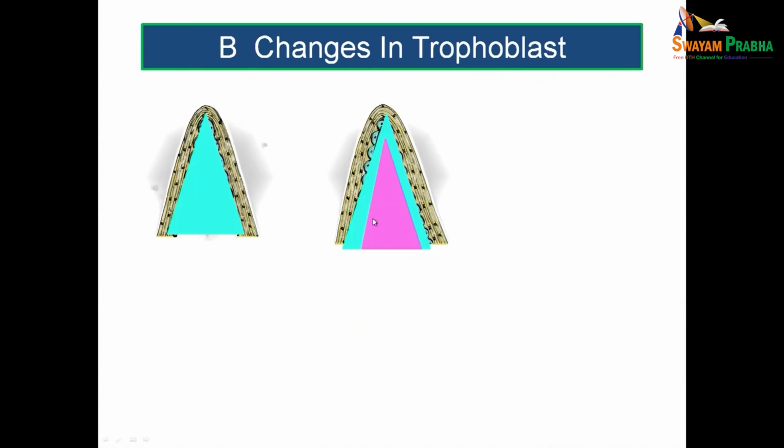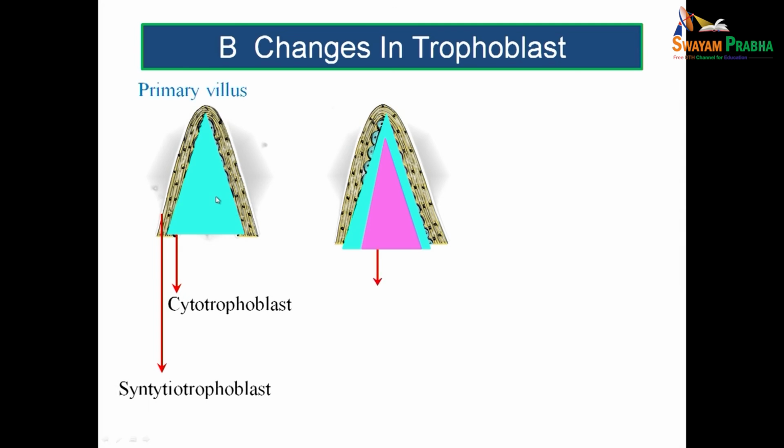Now, let us see what happens to the primary chorionic villi. This is a schematic representation of a chorionic villus. This is the syncytial trophoblast, and inner to it the cytotrophoblast extends into the syncytial trophoblast as finger-like extensions. So, we have an outer syncytial trophoblast and an inner cytotrophoblast. This finger-like extension is known as the primary villus.